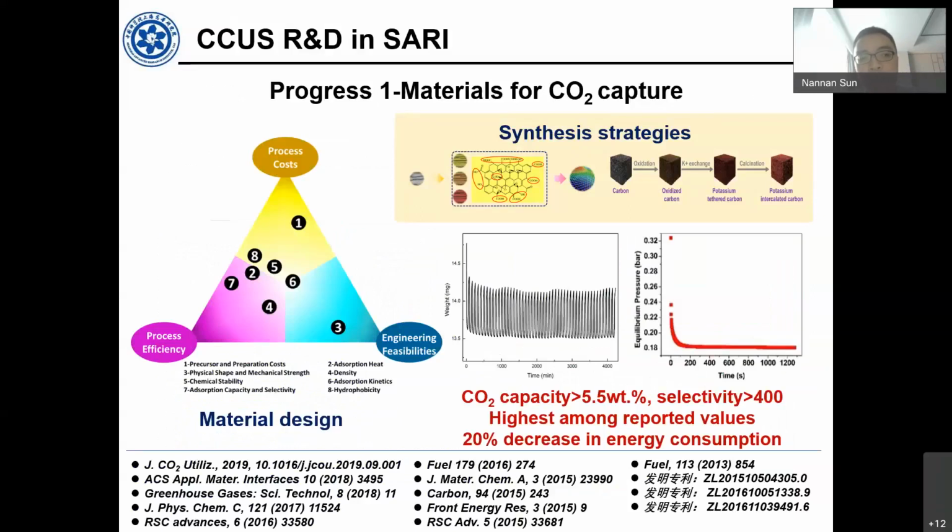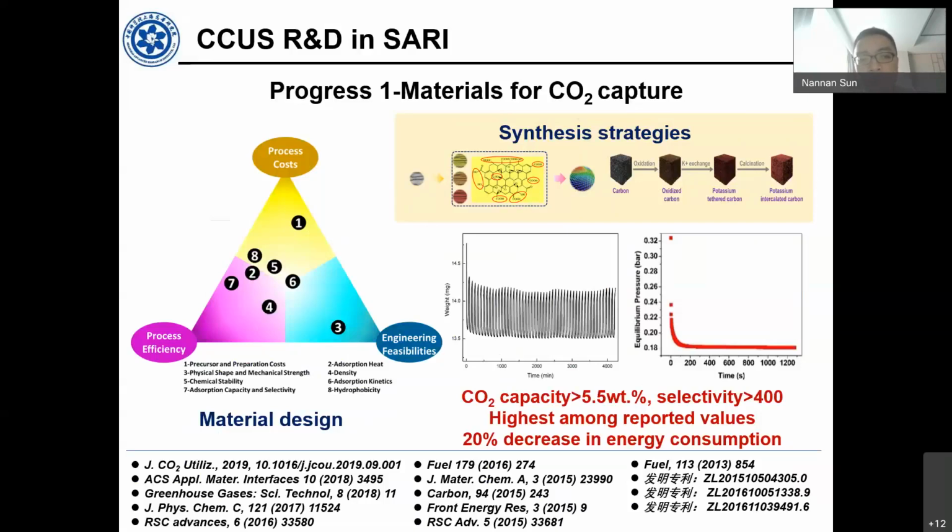Firstly, we are focusing on CO2 capture by adsorption using solid materials. In this technology, the material is very important. We focus on three factors: process cost, process efficiency, and engineering feasibility of a material. We're trying to optimize different kinds of performance of the material, and we have developed our synthesis strategies. Currently, our carbon-based materials can achieve a CO2 adsorption capacity of roughly 5% with a selectivity over nitrogen higher than 400 at flue gas conditions. These are very high values.